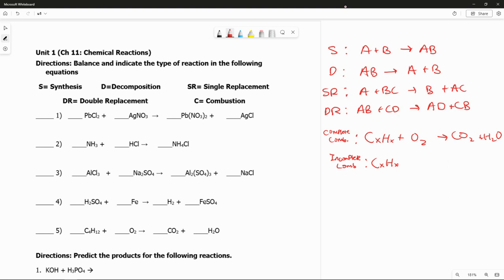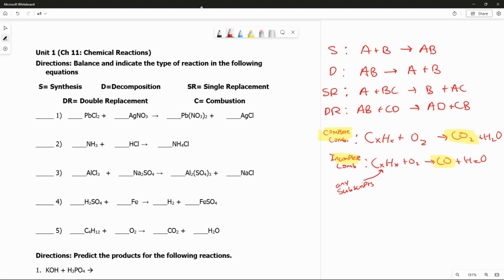On the other hand, incomplete combustion is CxHx, once again with any subscripts, plus O2, and that produces CO, carbon monoxide, and H2O. So the major difference between complete and incomplete combustion is that complete combustion produces CO2, and incomplete combustion produces carbon monoxide, CO.